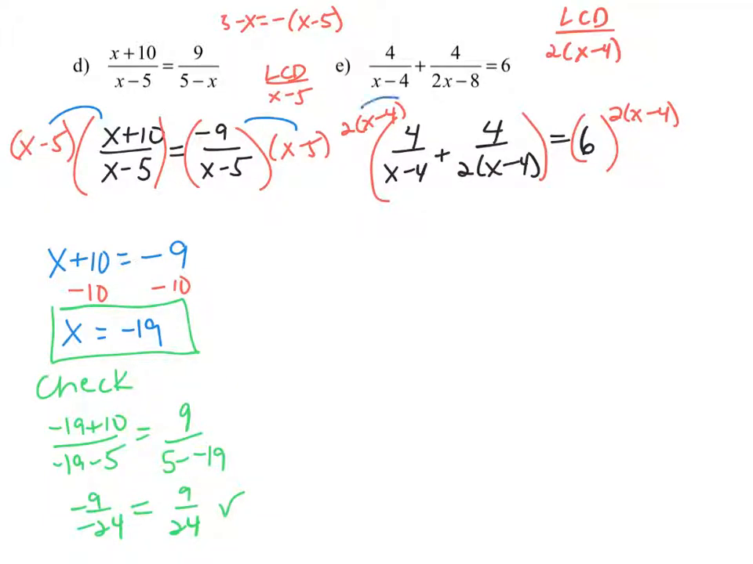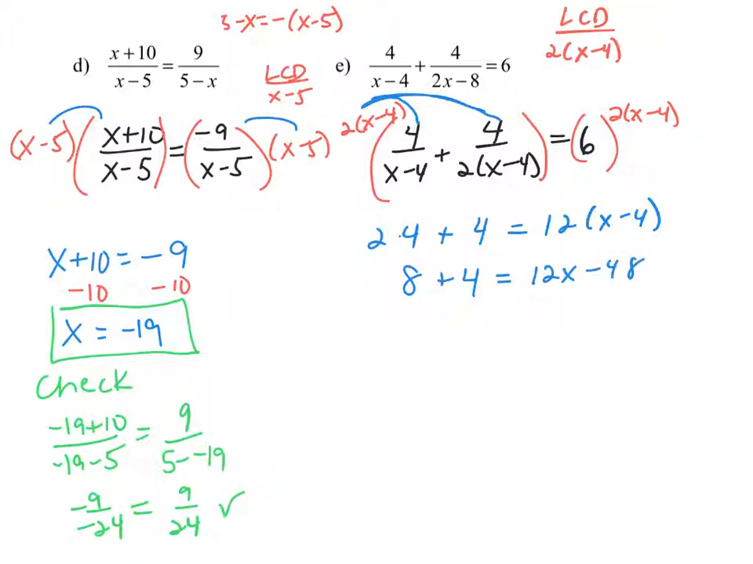So when you distribute the LCD to both of those big fractions, the x minus 4s will divide out, so we get 2 times 4. And then distribute here, the 2 and the x minus 4 will divide out, so we get 4. And on the right side, 6 times 2 times x minus 4, that's going to be 12 times the quantity x minus 4. On the left side, we get 8 plus 4 is equal to the right side. Distributing the 12, you get 12x minus 48.